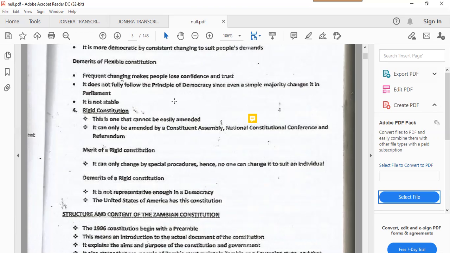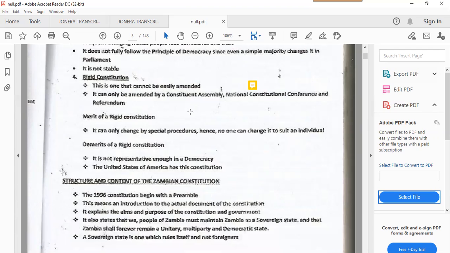So let's now look at what a rigid constitution means. Rigid means not easily changed or amended. It's very strict. So that's what a rigid constitution means. It can only be amended or changed a little bit by a constitutional assembly, a national constitutional conference, and a referendum. So you can see how strict it is. We've defined certain terms here: constitutional assembly, national constitutional conference, and referendum. So what are some of these things? Let's define these things.